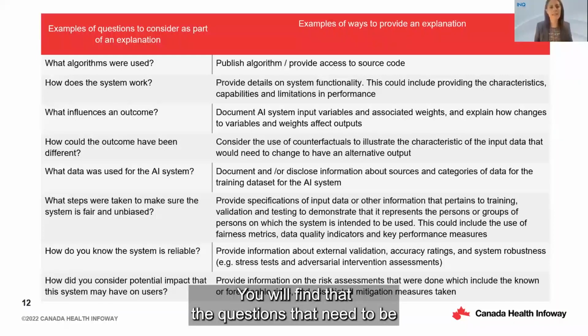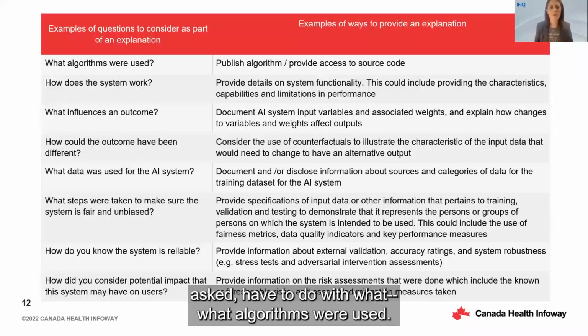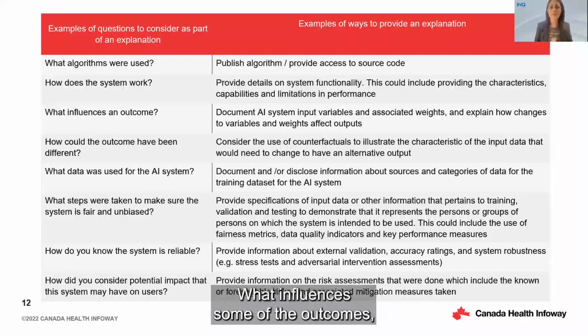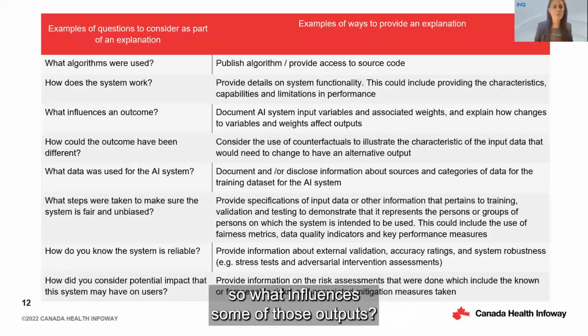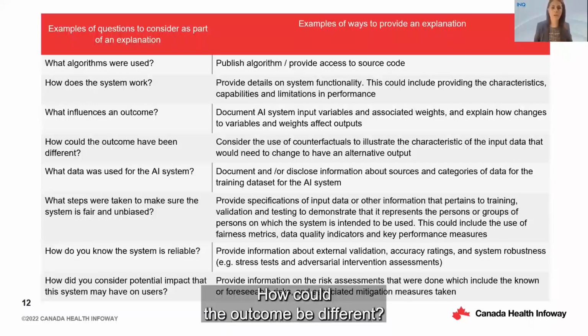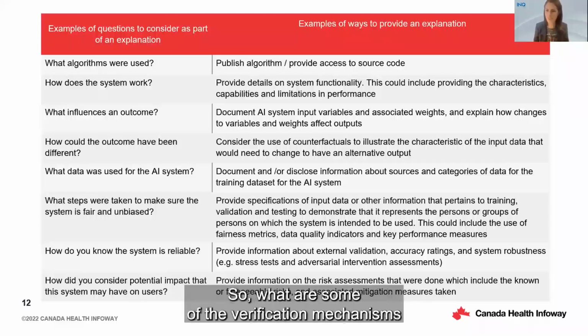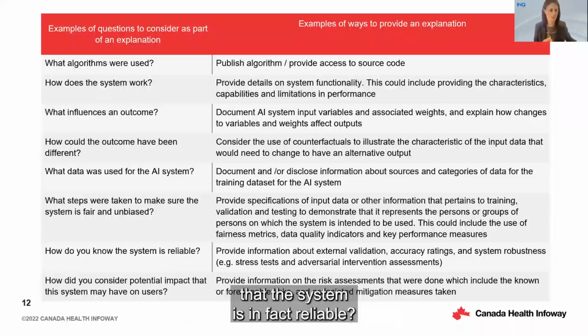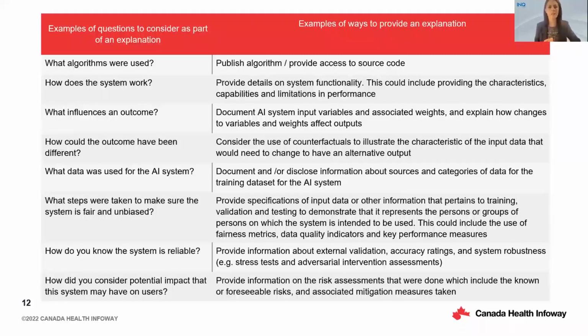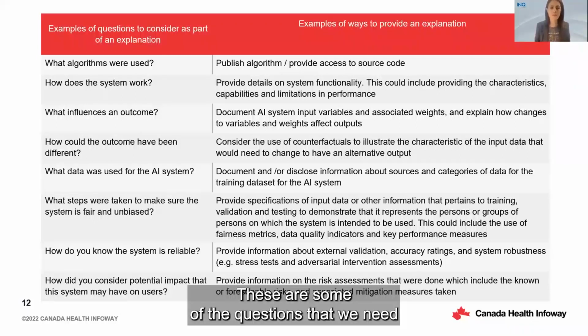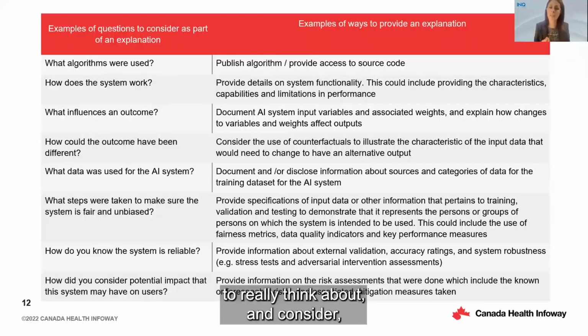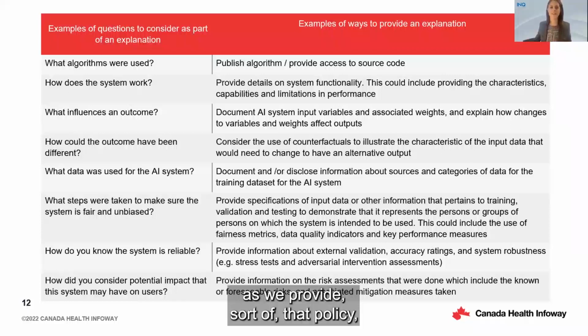When you see that, you will find that the questions that need to be asked have to do with what algorithms were used, how does the system work, what influences some of the outcomes, or you're hearing me use the word output a lot, so what influences some of those outputs, how could the outcome be different, so what could change at the outset or within to ultimately change that output, how do we know the system is reliable? So what are some of the verification mechanisms that are in place to help give us that sense of comfort that the system is in fact reliable? So these are some of the questions that we need to really think about and consider as we provide that policy, that guidance over explainability.